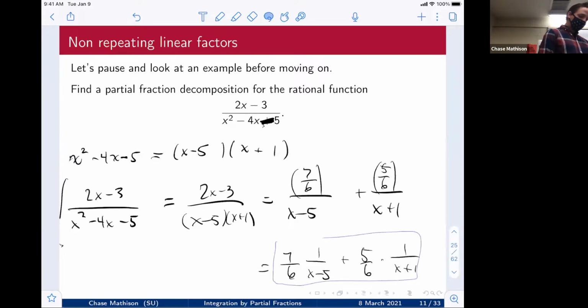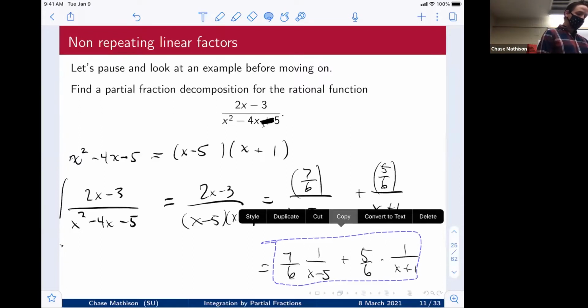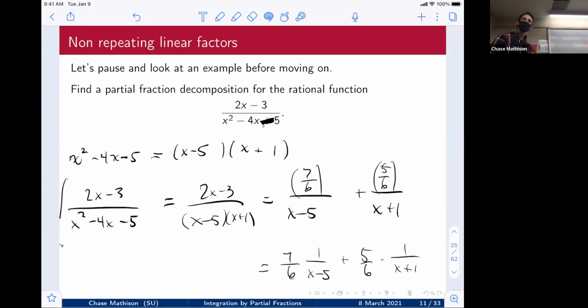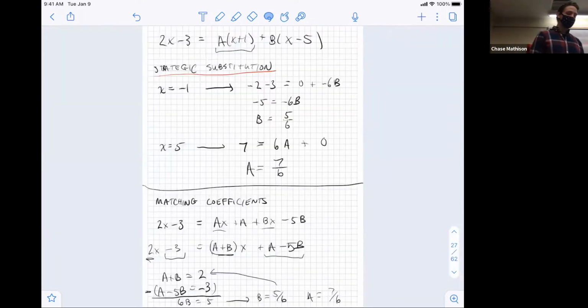And we have found the partial fraction decomposition. And you might say, that wasn't any easier than trig substitution. I promise, the more you do these, especially in this case of non-repeating linear factors, the quicker you'll get at solving that system using strategic substitution or by matching coefficients. Okay. But let's remind ourselves why we did this.